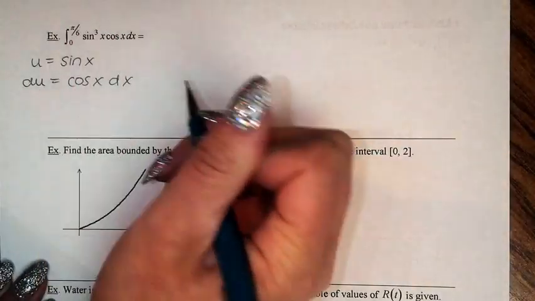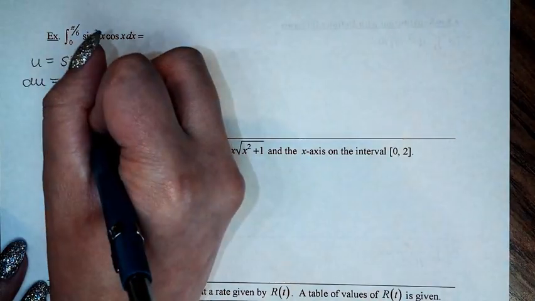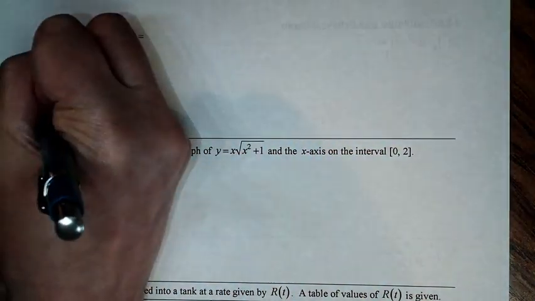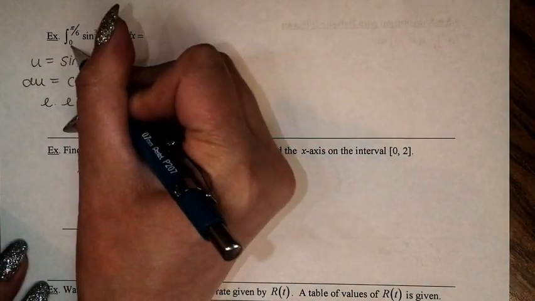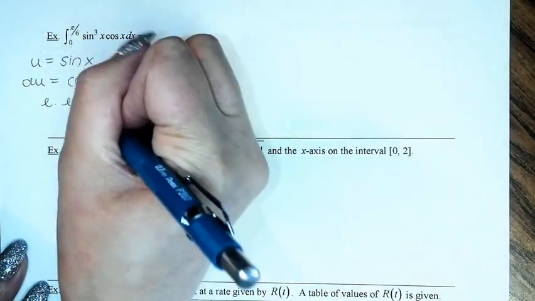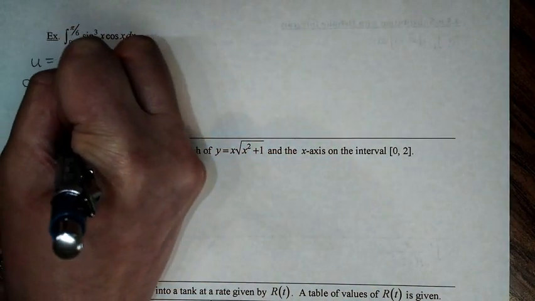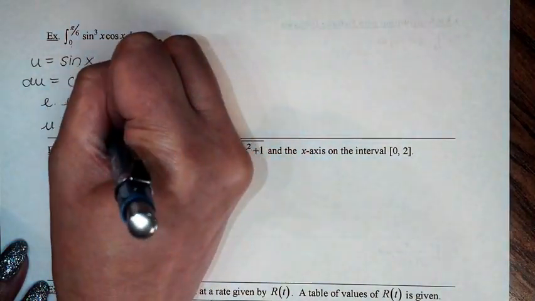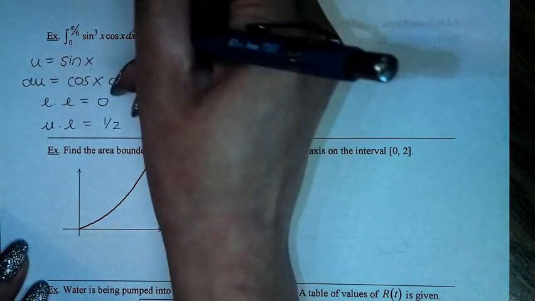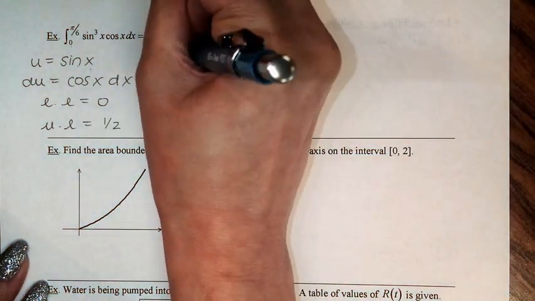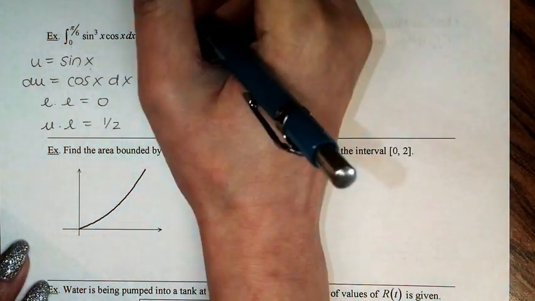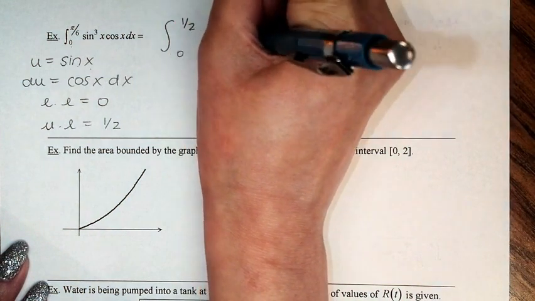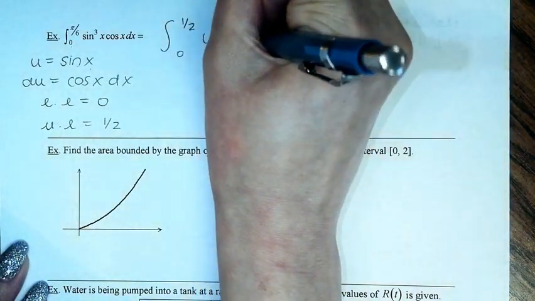Therefore, you are going to change your limits of integration based on your new u. So for the lower limit of integration, you plug the 0 into the sine. What is sine of 0? That's 0. And then the upper limit, what is sine of pi over 6? You know that that's 1/2. Therefore, I change my new limits of integration to 0 and 1/2, and then you have u to the power of 3 times du.